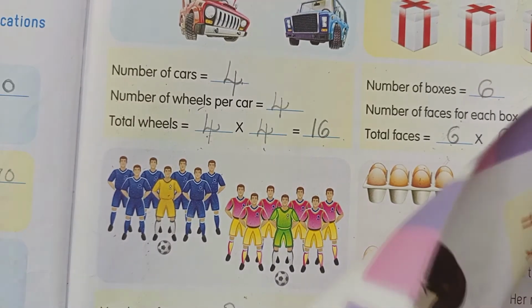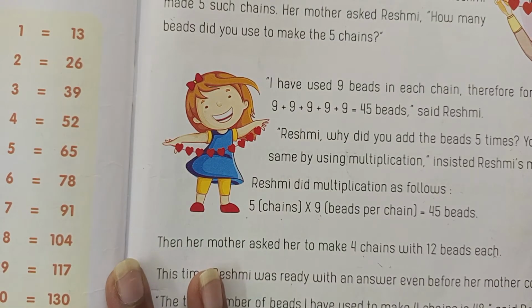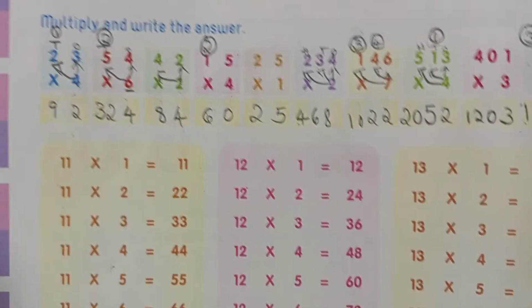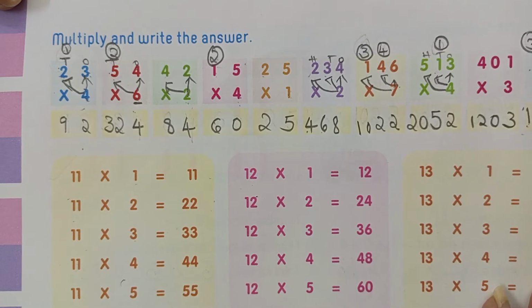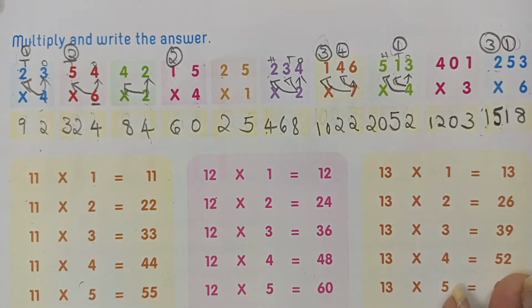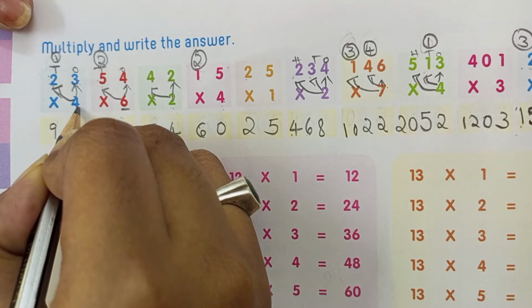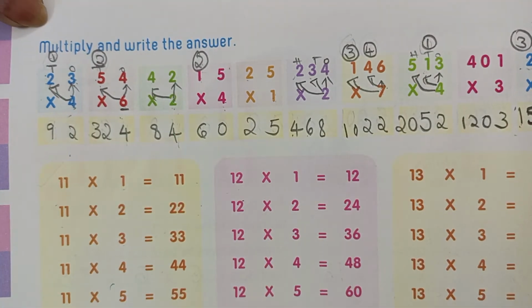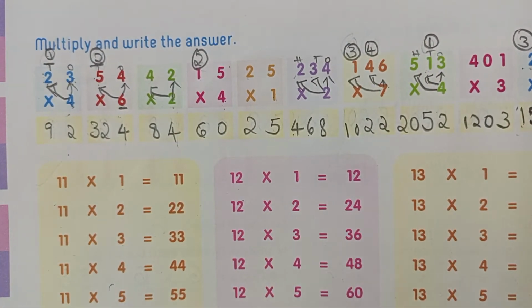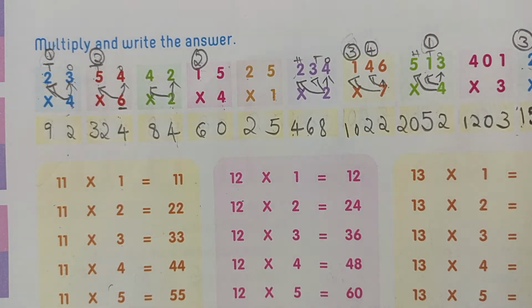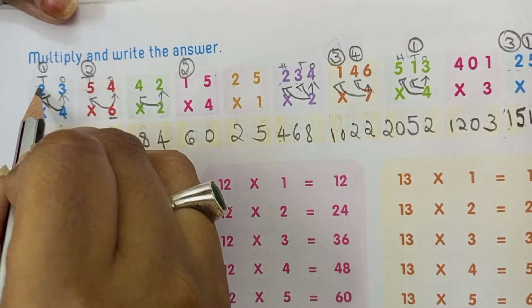All of you turn the page. See the first one here. Multiply and write the answer. It is a two-digit number and a single-digit number. Whenever they ask you to multiply a two-digit number with a single-digit number, you have to start multiplying with the ones place and end with the tens place. Two-digit means ones and tens.